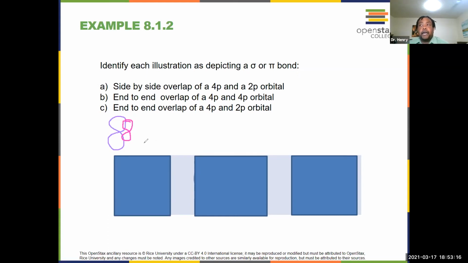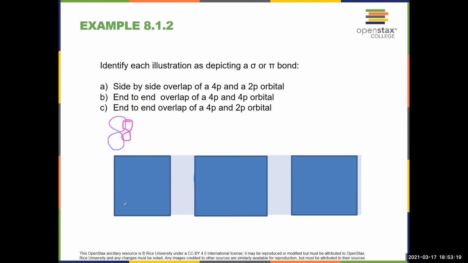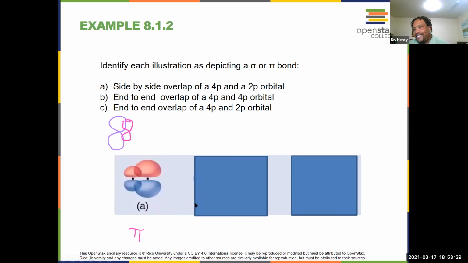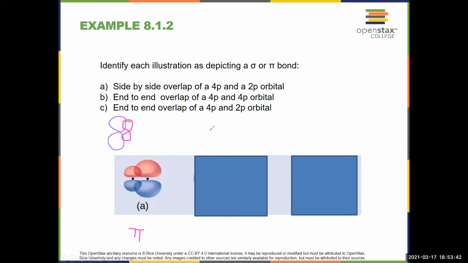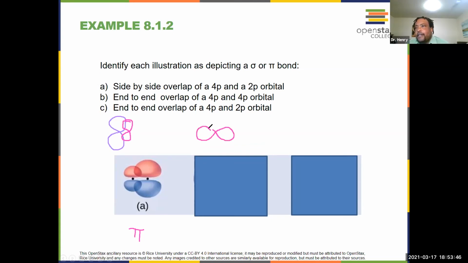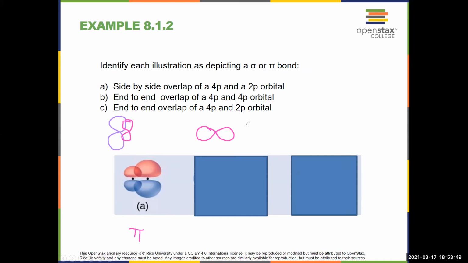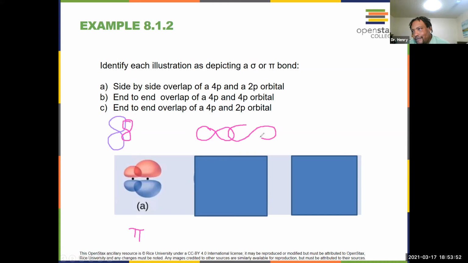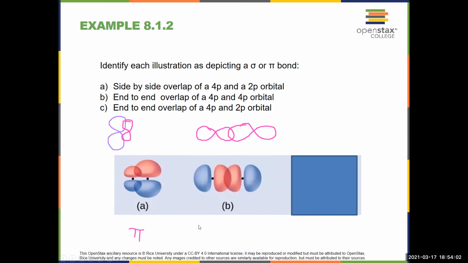Is this pi or is this sigma? I heard somebody say it under their breath. It's pi. That is correct. What about end-to-end overlapping of 4p, 4p? What is that going to look like? They're both the same size and everything, but they connect on one end. That's right. So those are the same size, so that is a sigma. That is right.